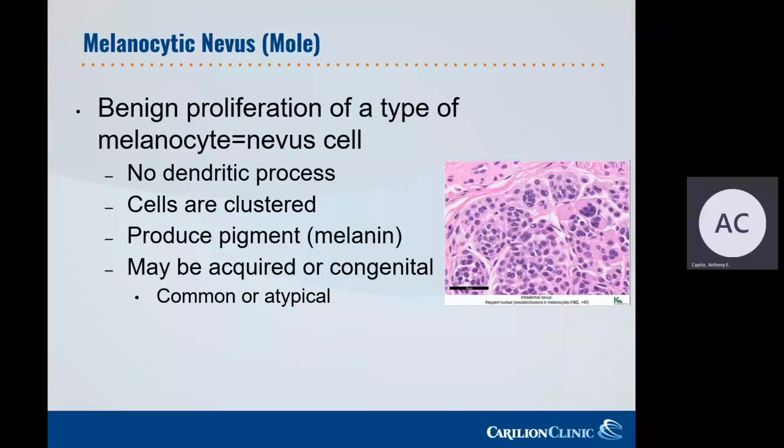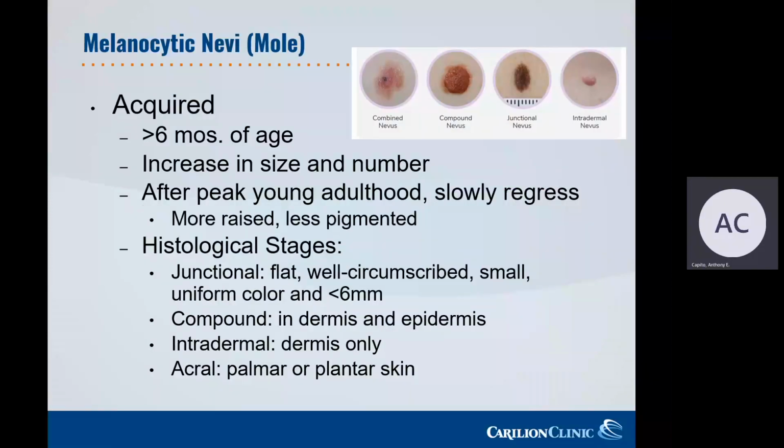And these can be acquired, meaning that they develop on the body after 6 months, or some people are born with moles, which is a congenital variant. And each of these types of nevi can be common or atypical. So what is an acquired mole? I'm sure most of us have moles on our bodies. These are acquired after 6 months of age. They can increase in size and number as you get older, and then they slowly regress.